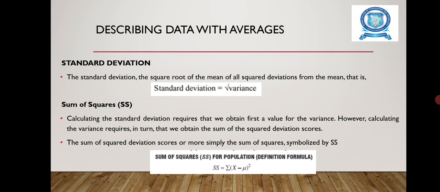Now let us see about standard deviation. The standard deviation is the square root of the mean of all squared deviations from the mean, that is, the standard deviation is equal to the root of variance. The sum of the squares. Calculating the standard deviation requires that we first obtain the value of the variance. However, calculating the variance requires in turn that we obtain the sum of the squared deviation scores. The sum of the squared deviation scores will be given by the following formula.